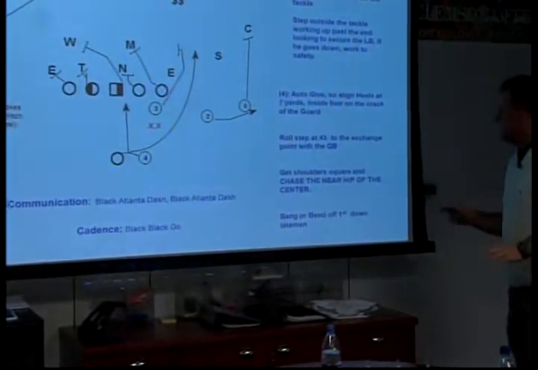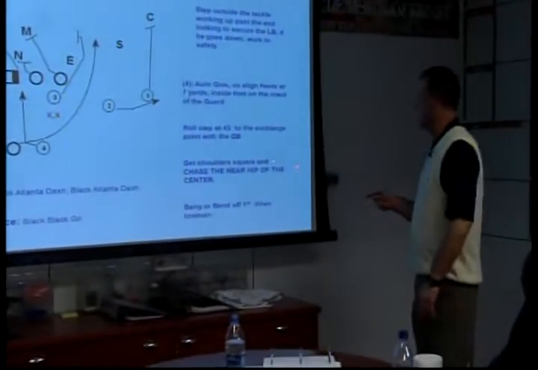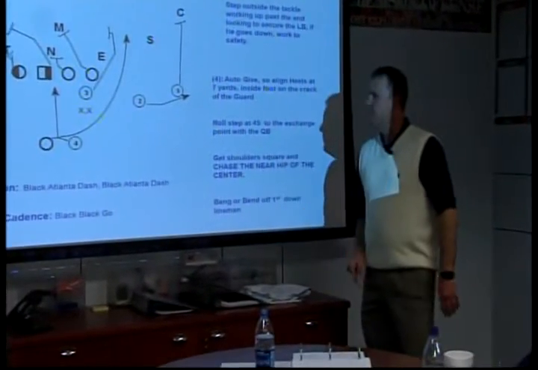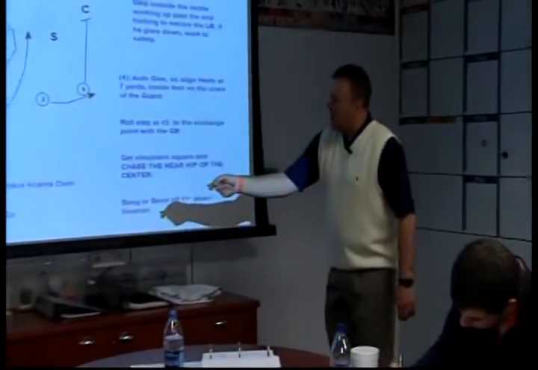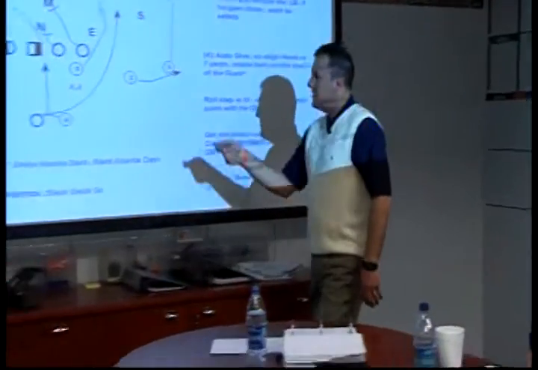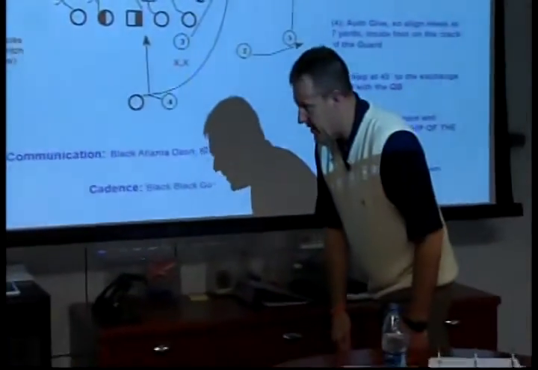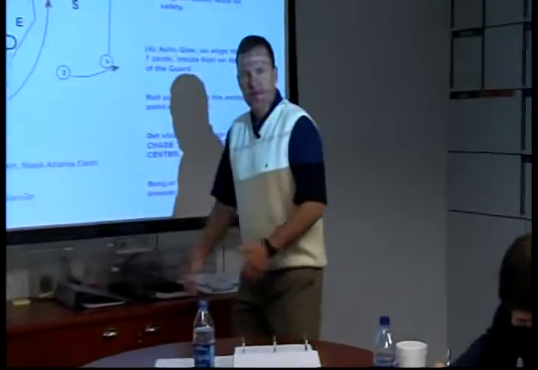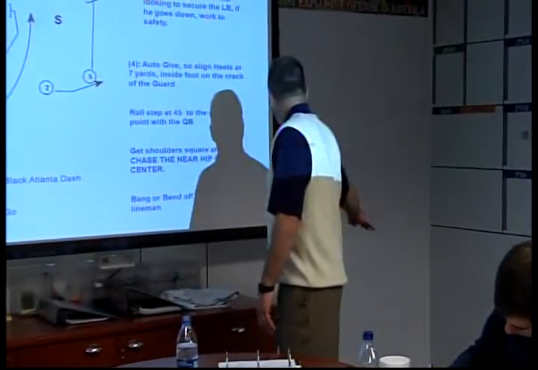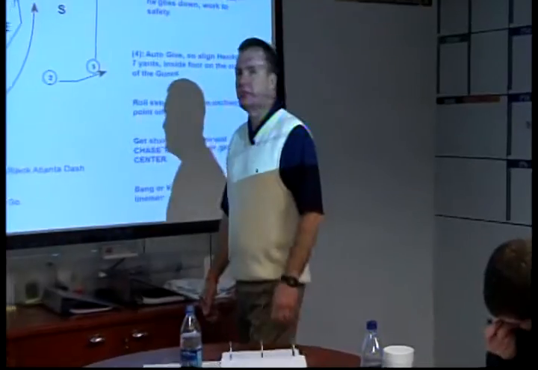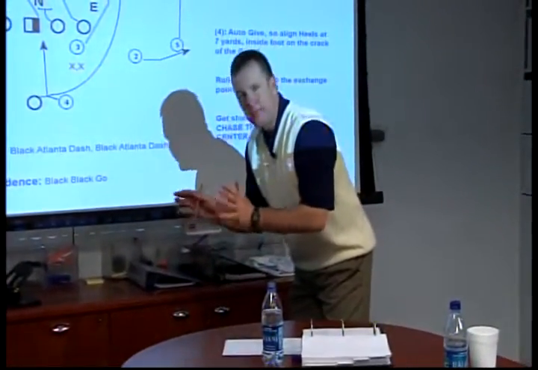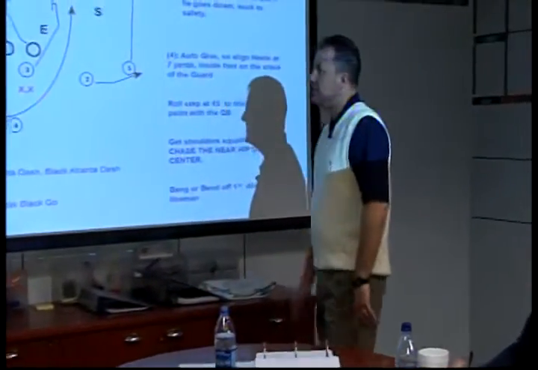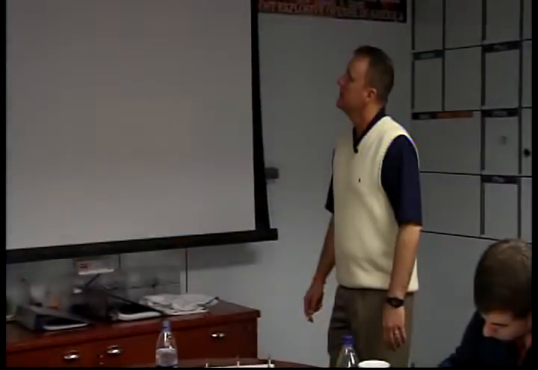Again, everything else stays the same. We're still same rules, chasing the inner hip of the center, roll step at 45. Those are things that we worked on in Atlanta. Communication to the offensive line. Quarterback's going to step up, Black Atlanta dash, steps back, sets everything. Okay, he's got his alignment. He's hiding his alignment. Then he's going to take a step forward to create the spacing that we need. And he's going to go black, go. Okay, so again, same as day one. Go ahead, Coach.